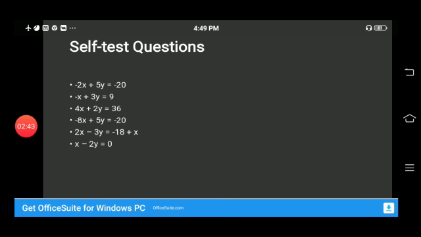So these are self-test questions, meaning an assignment for you. You have to solve all these questions and send them to me. I need these assignments, and you will be marked accordingly. So do all these 6 questions and send them back to me.